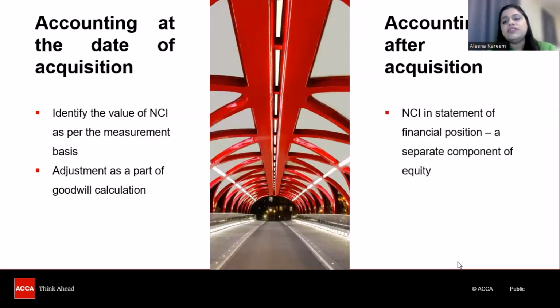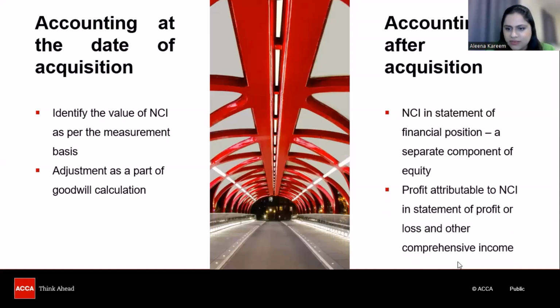Afterwards, when you are done with the valuation of NCI at the date of acquisition, then you have to calculate the value of NCI in the statement of financial position. It is a separate component of equity. So you have your share capital, share premium, which are of the parent company. Then you have consolidated retained earnings. Then comes the NCI portion.